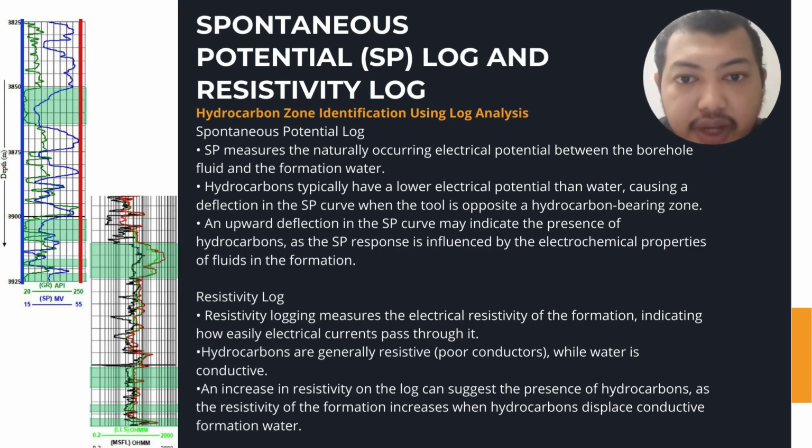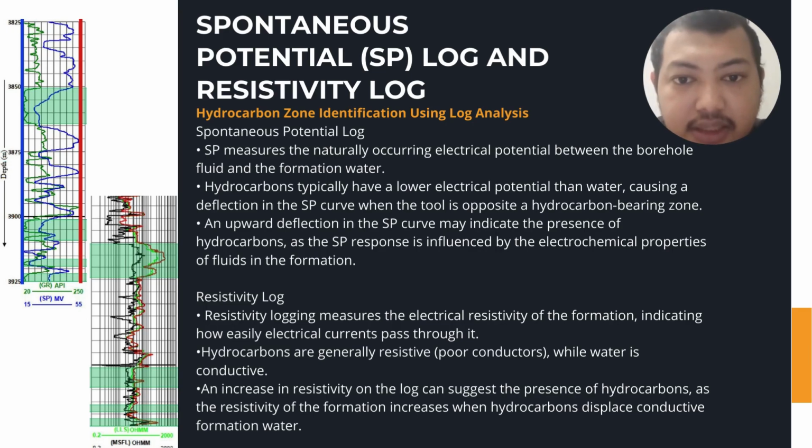The SP measurement measures the naturally occurring electrical potential difference between the borehole fluid, which is drilling mud, and the formation water. Hydrocarbon, being less conductive than water, causes a change in the electrical potential. This change is recorded on the SP log, which is an indicator for the hydrocarbon zone.